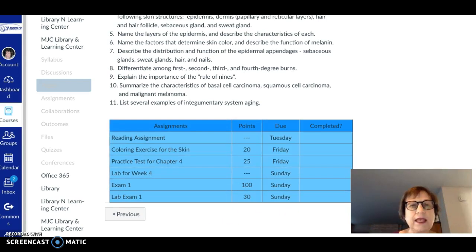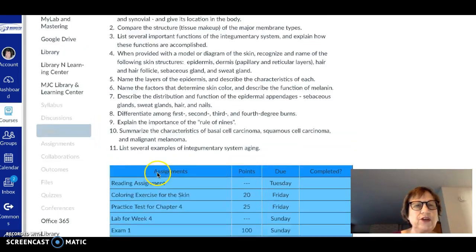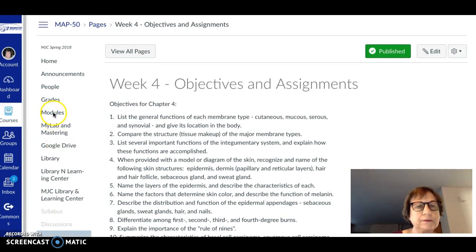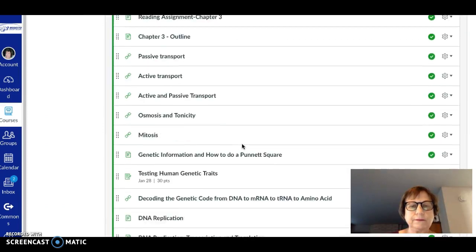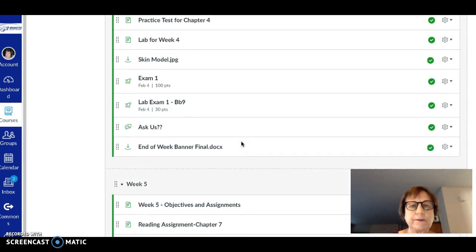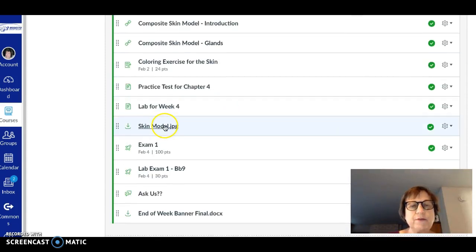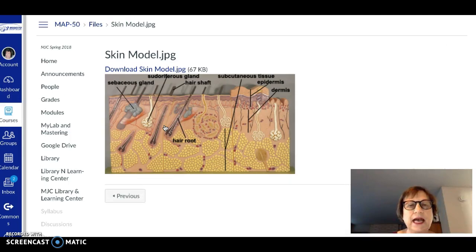Okay. If we go back, we look at the skin model. This is the model of the skin, and it points out some of the structures. So you'll have glands and hair and the different layers of the skin that you'll be looking at.